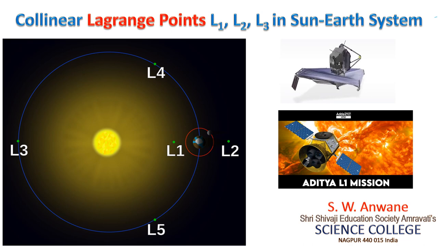For any combination of two orbital bodies, there are five Lagrange points, L1 to L5, all in the orbital plane of the two large bodies. There are five Lagrange points for the Sun-Earth system and five different Lagrange points for the Earth-Moon system. L1, L2, L3 are on the same line through the centers of the two bodies, while L4 and L5 each act as the vertex of an equilateral triangle formed with the centers of the two large bodies.